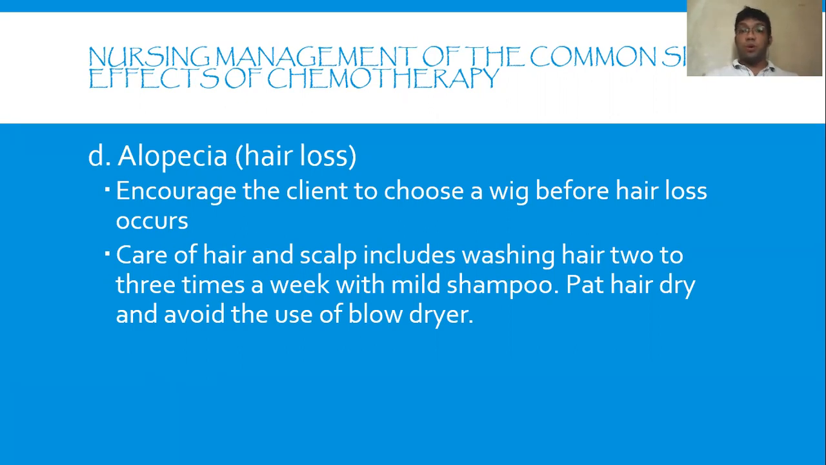So one of the more appropriate nursing diagnoses for patients experiencing alopecia brought about by anti-neoplastic therapy would be disturbed body image, or body image disturbance rather. Body image disturbance. Always remember that. So care of the hair and scalp include washing hair 2 to 3 times a week with mild shampoo and pat hair dry. Do not rub the hair. Pat hair dry with a towel and avoid the use of a blow dryer.